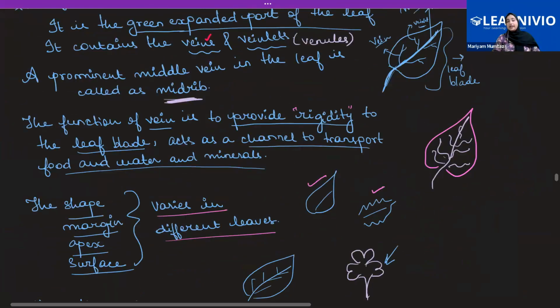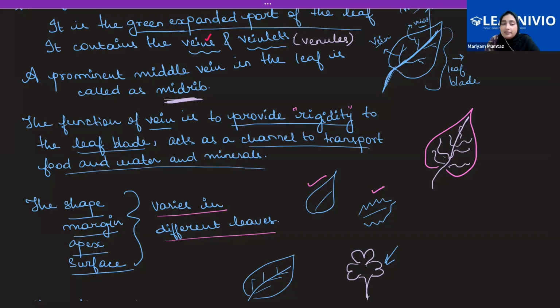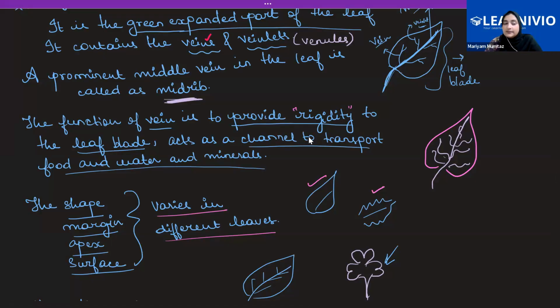Now the function of the veins is to provide rigidity to the leaf blade, and other than that, it is responsible for the transportation of food and the transportation of water and minerals to the entire plant. Clear? So veins are extremely important for the transportation process, and other than that, they provide rigidity. It helps the leaf to not go limp or droop down. It is there to help the leaf to stand straight. It is to provide it with rigidity.